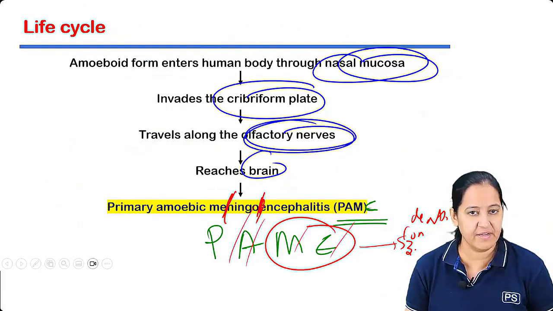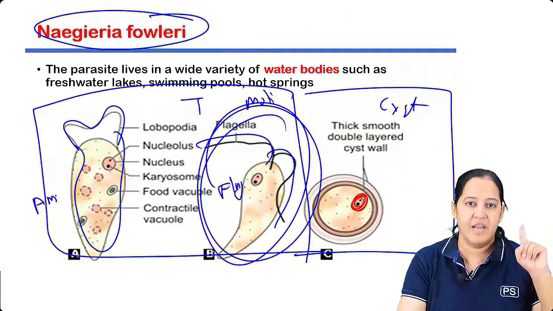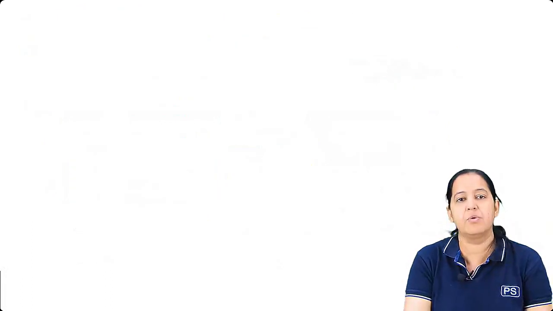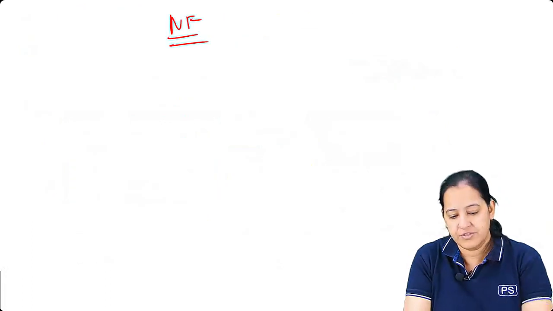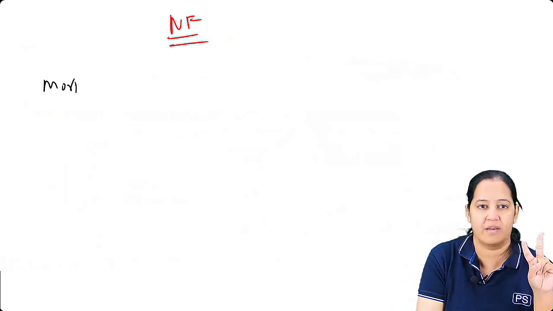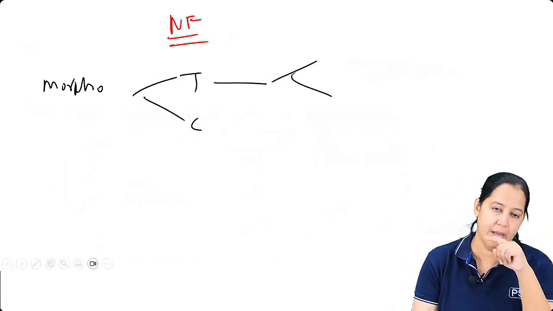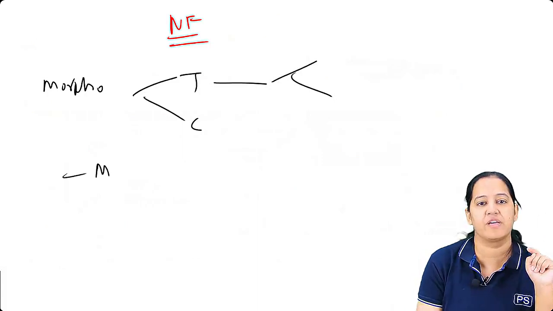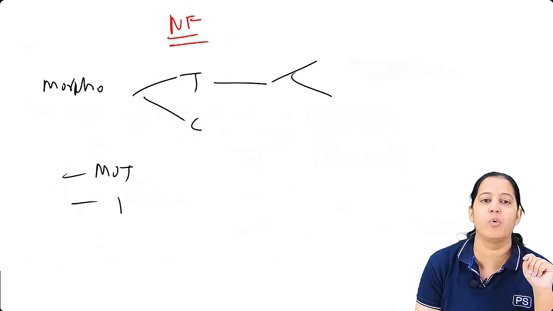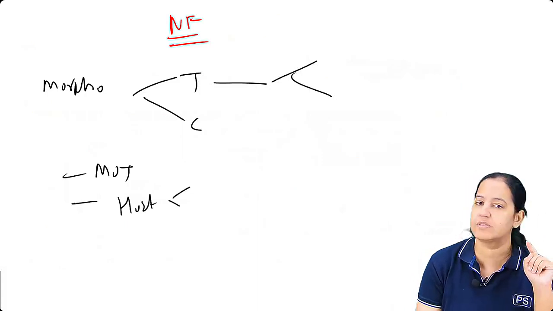Anything additional is given, so read your chart. Tell me the morphological form. So Naegleria fowleri we have completed. So tell me the morphological form. Do form batana hai tumhein morphology mein. One is trophozoite, one is cyst. Lekin trophozoite is of two types. So ye hui morphology. Tell me the mode of transmission. Hana, tell me life cycle mein host kitne hai. Hana, only definitive host is man, no intermediate host.